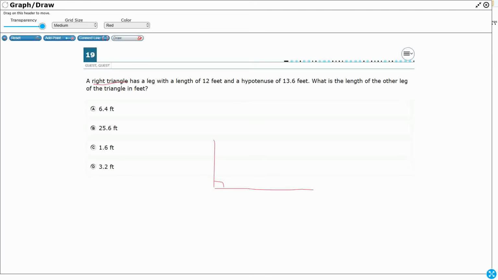So let's see. Just going to get a visual here. A leg, so that's one of the sides coming out of the right angle. So I'll put 12 feet. Hypotenuse, that's always across from the right angle. That's the diagonal, 13.6. And then I need to find this leg right here.